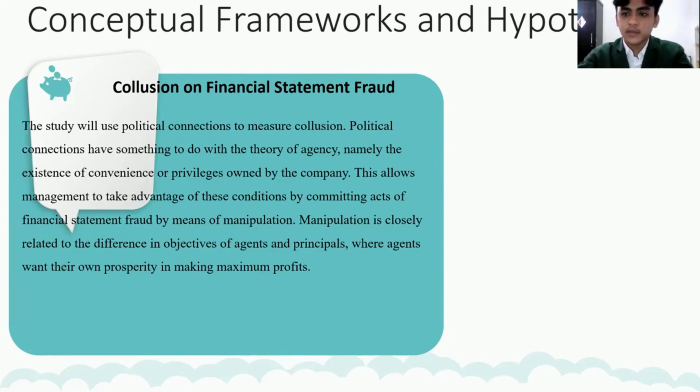Collusion on financial statement fraud. The study will use political connection to measure collusion. Political connection has something to do with the theory of agency, namely the existence of convenience or privilege owned by the company. This allows management to take advantage of this condition by committing acts of financial statement fraud by means of manipulation.